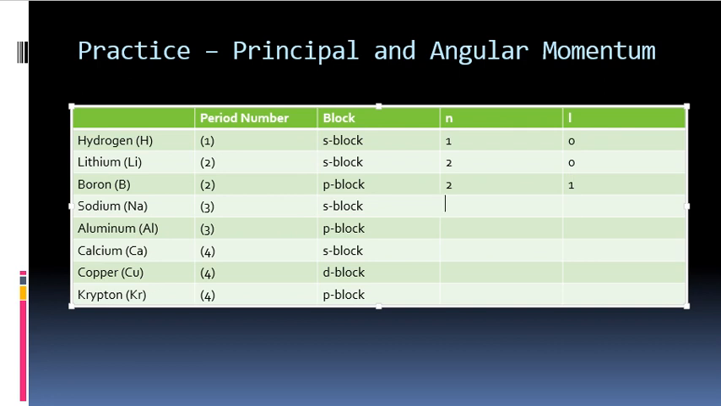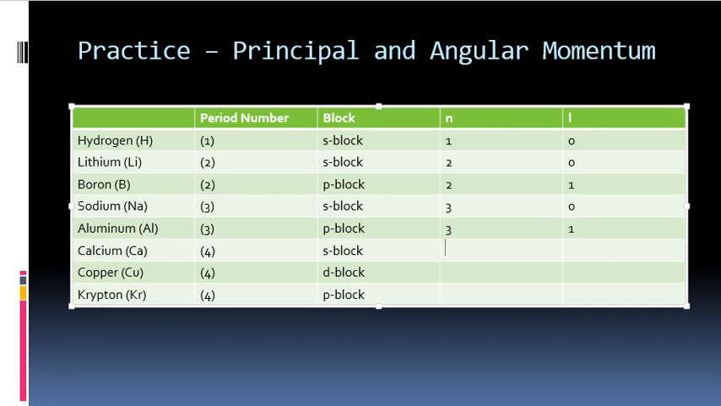For something like sodium, which starts off the third period, it's an S block element. So the principal quantum number is going to equal the period number, 3. And as an S electron, L will equal 0. For aluminum, which is also in period 3, in row 3 of the periodic table, but is a p block element, N will equal the period number, so in this case 3, and as a p block electron, that outermost electron is going to have an angular momentum number of 1.